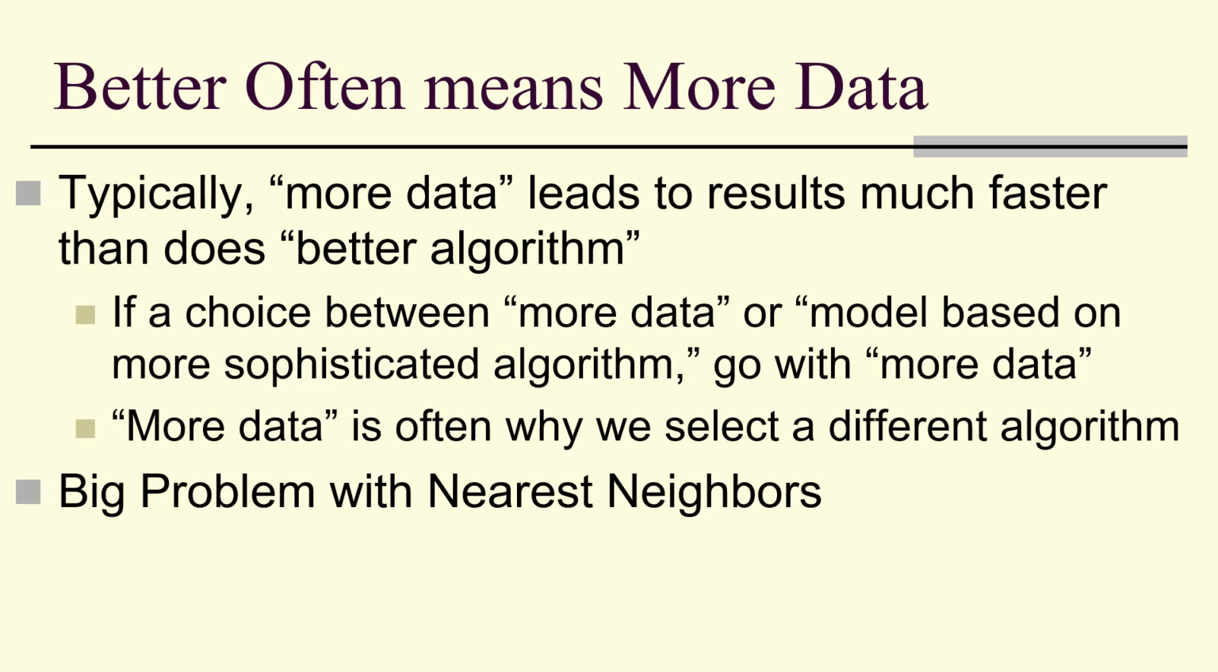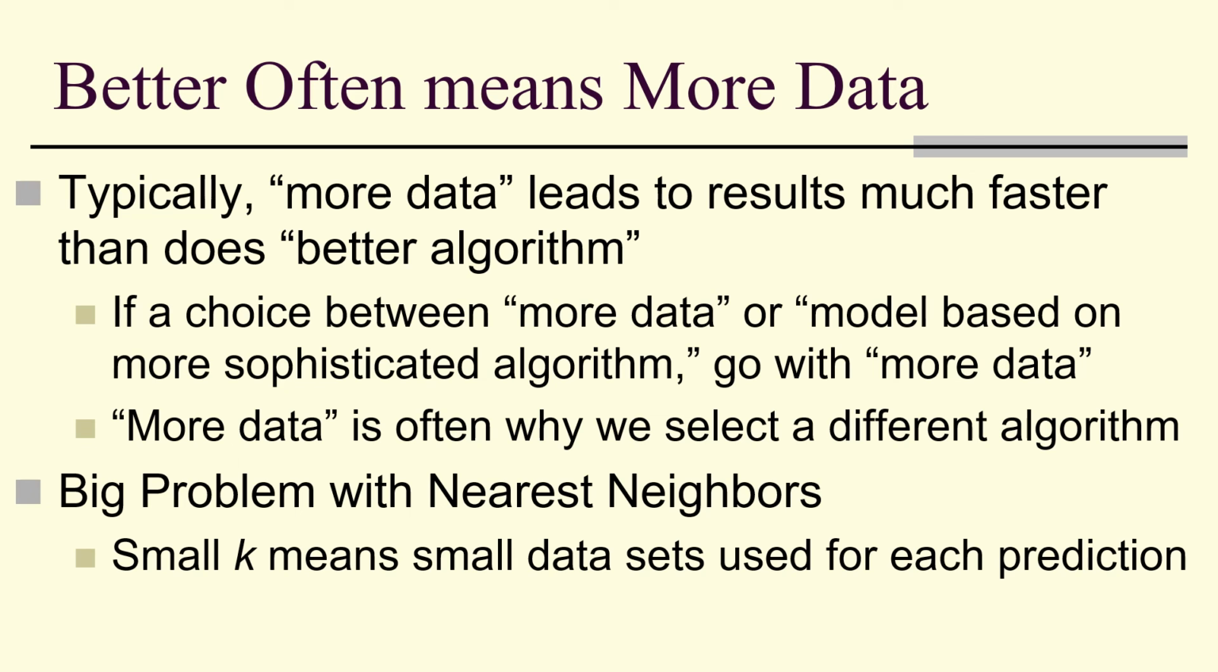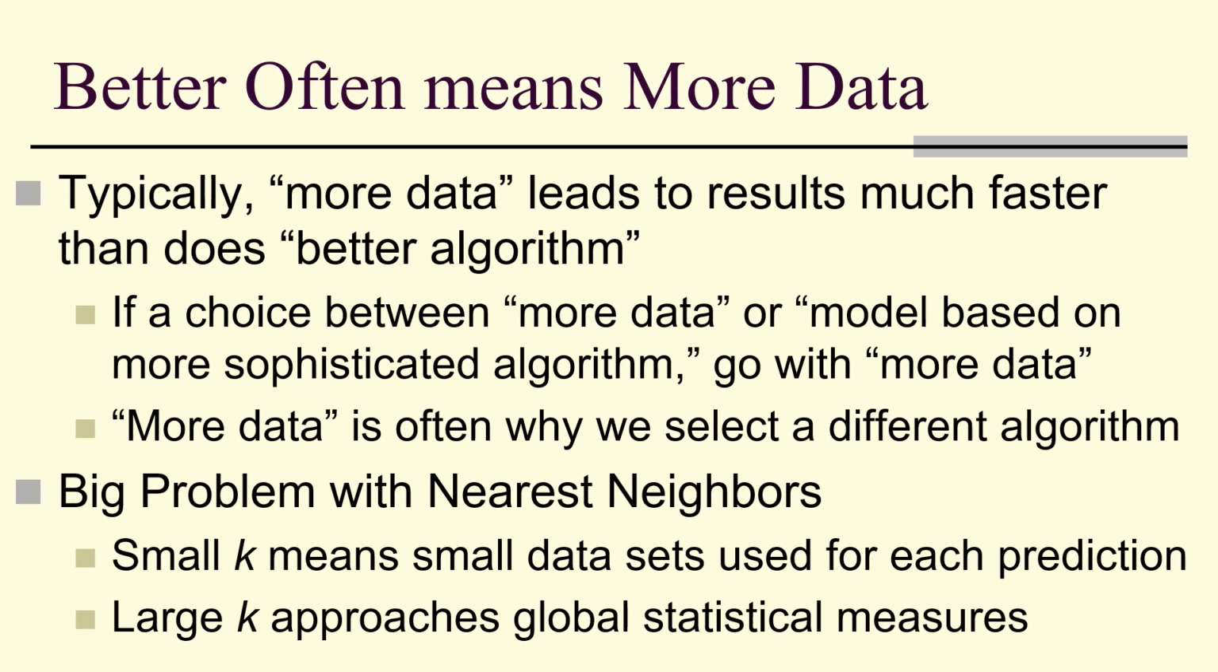It also shows a big problem with nearest neighbors. If we use small k, then we're only using small parts of the data set for each prediction. So we may have a massive data set, but we're not using all of it for each prediction. But large k means we begin approaching global statistical measures, where we're getting essentially just the average over everything if practically everything's a neighbor.